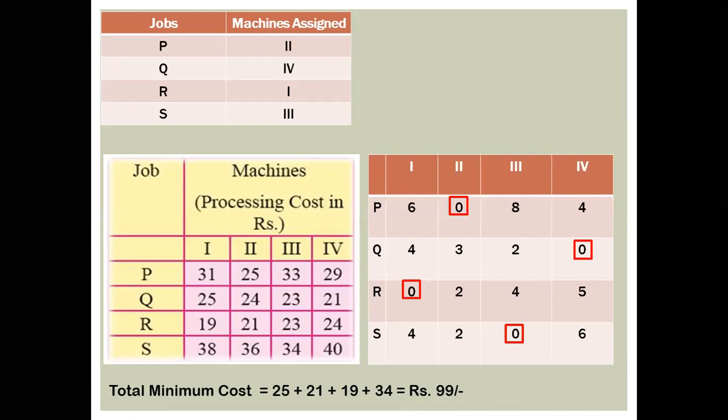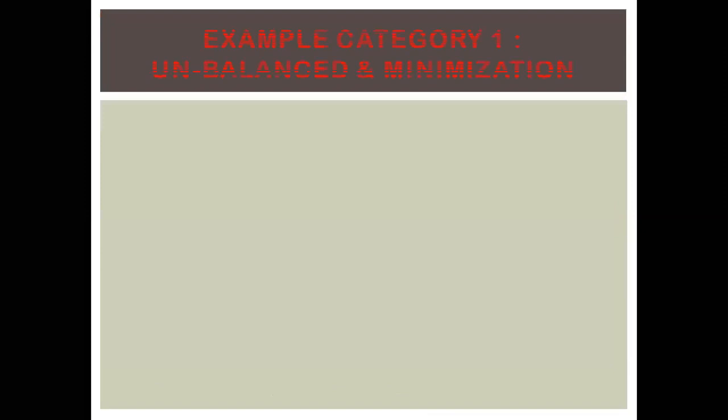So these are the sums based on category 1 minimization which are balanced. We are moving forward with the next heading, that is the second example of category 1. Now we'll be seeing sums which are unbalanced.